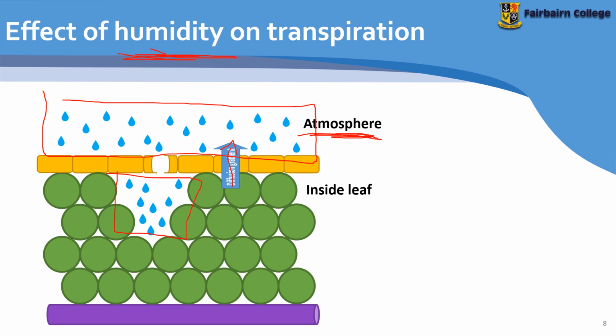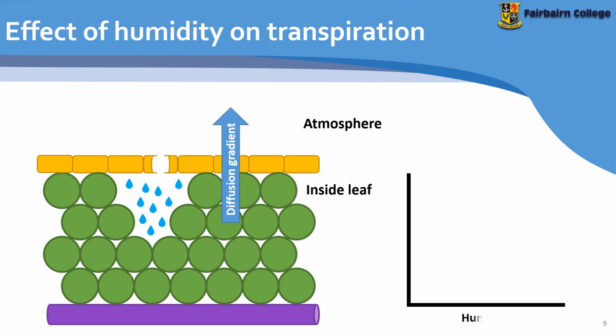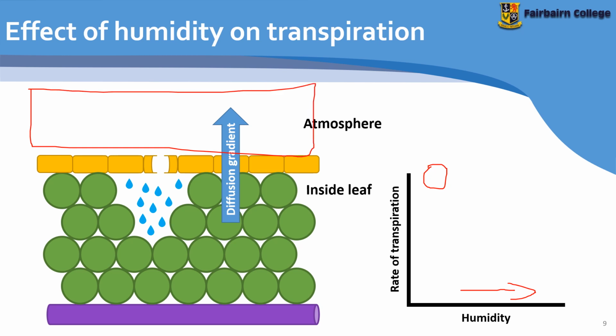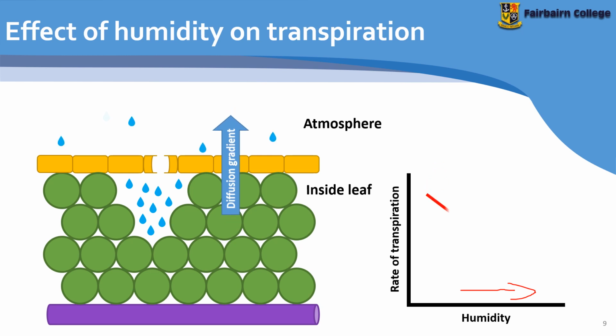So let's go a bit slower through this and see how this looks on a graph. So if we have again the humidity on the x-axis and the rate of transpiration on the y-axis, we're going to look at what happens to the rate of transpiration as the humidity increases. So we're going to start off quite high because now there's no water vapor in the air, so the rate of transpiration is going to be very high. So we're going to start off high, but then we start to decrease. So as the amount of water vapor in the air increases, the rate of transpiration decreases.